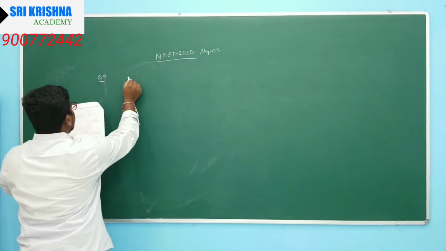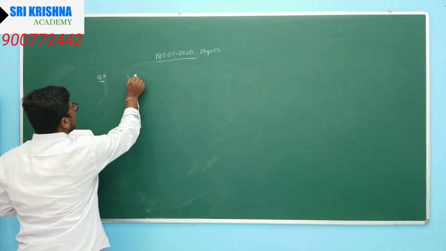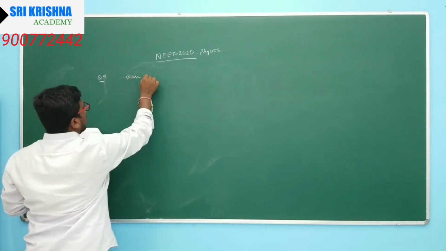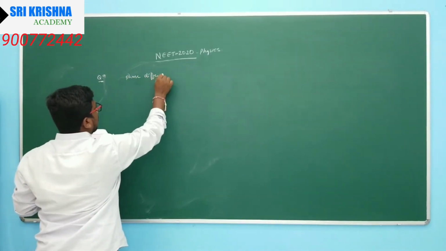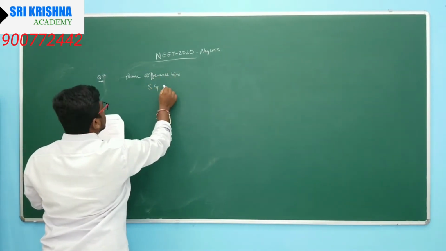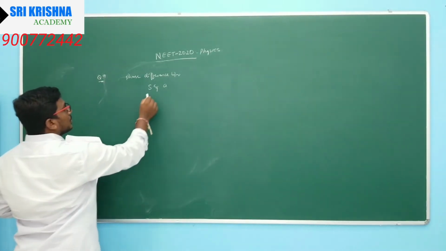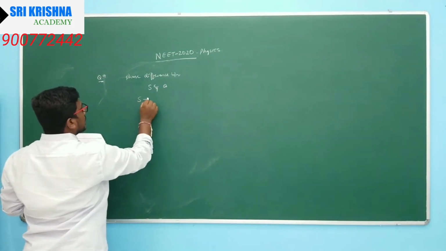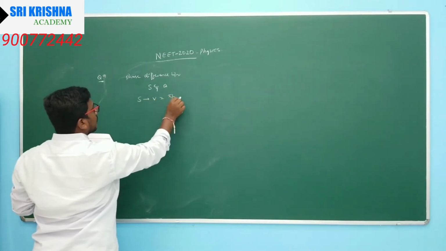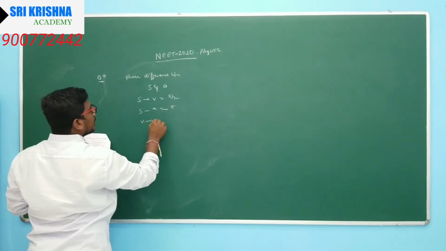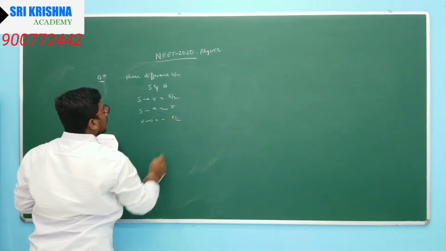The phase difference between the displacement and the phase difference between S and acceleration. So you know, this is a direct concept based question. Phase difference between S and V is pi by 2. Between S and A is pi. Between V and A it is pi by 2 again, right?